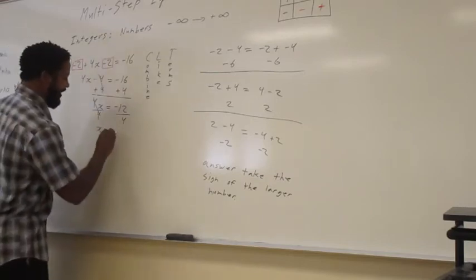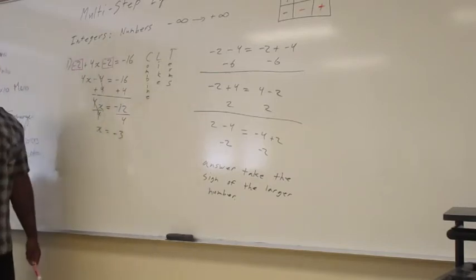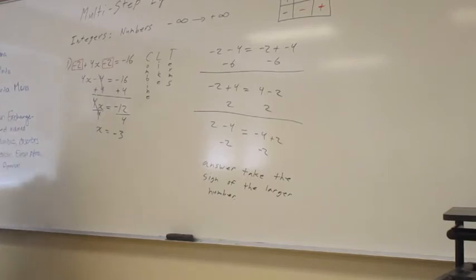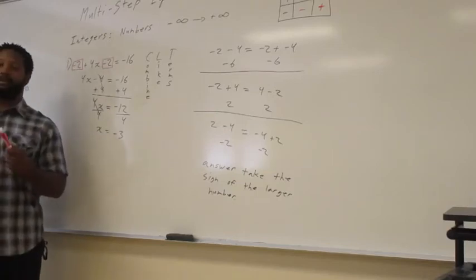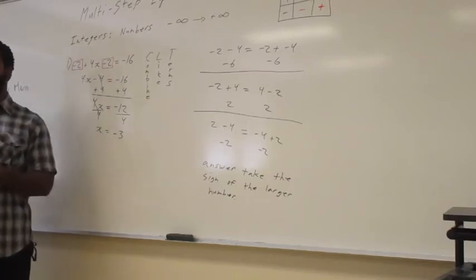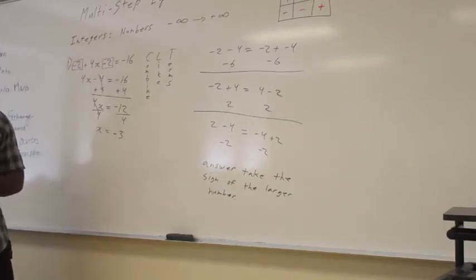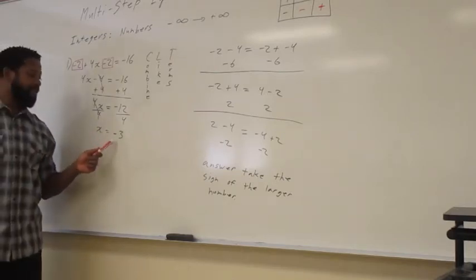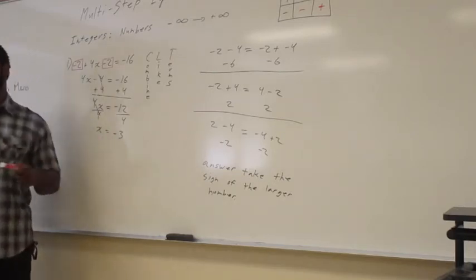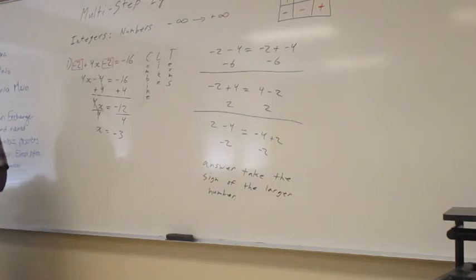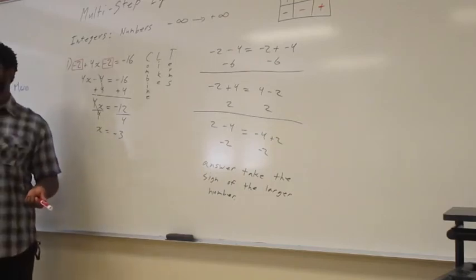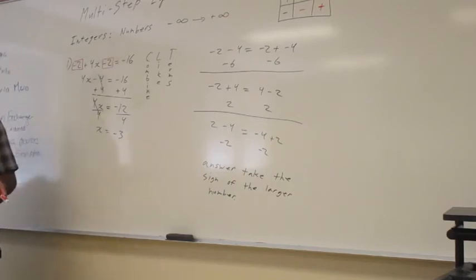If you look on the back, you'll see your answer is -3. This is why I give you the answers. When you take these sheets of paper home, you will see this answer. If your x comes out to be anything different, you probably messed up somewhere, or you probably didn't add a negative somewhere. But that's okay, it's fine.